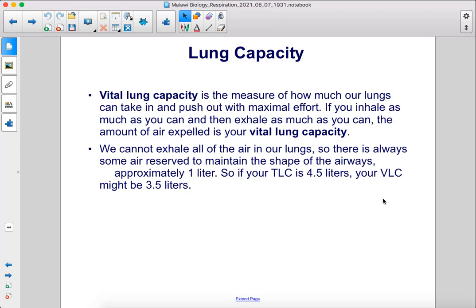Vital lung capacity is the measure of how much our lungs can take in and push out with maximal effort. If you inhale as much as you can and then exhale as much as you can, the amount of air expelled is your vital lung capacity. We cannot exhale all of the air in our lungs, so there's always some air reserved to maintain the shape of the airways, approximately 1 liter. So if your TLC is 4.5 liters, your VLC might be 3.5 liters.